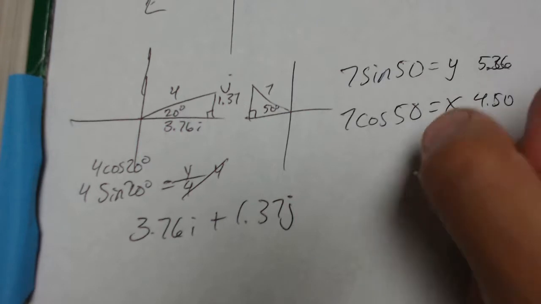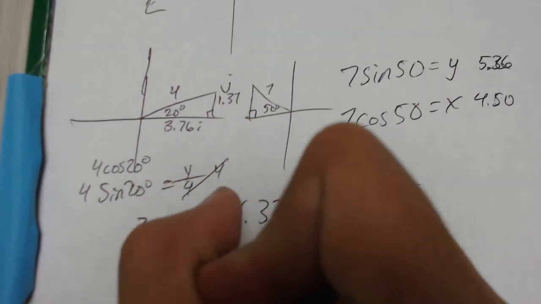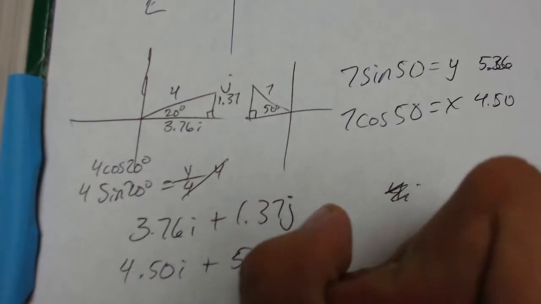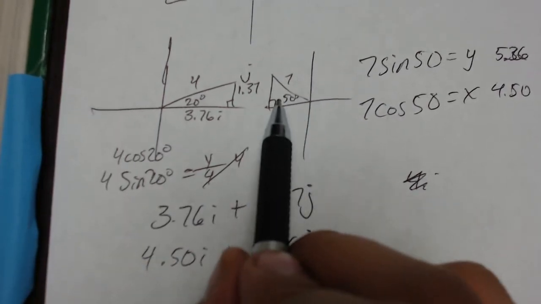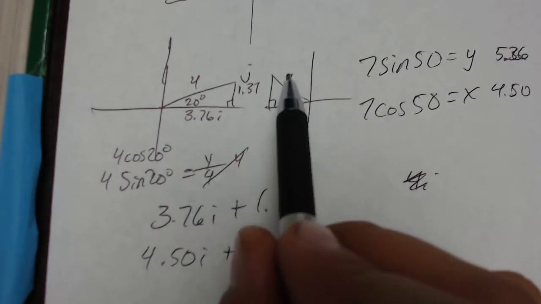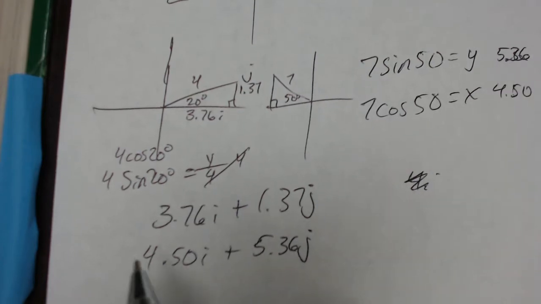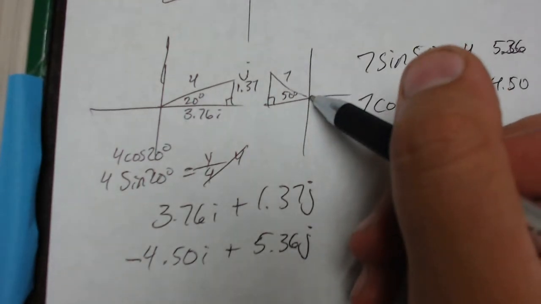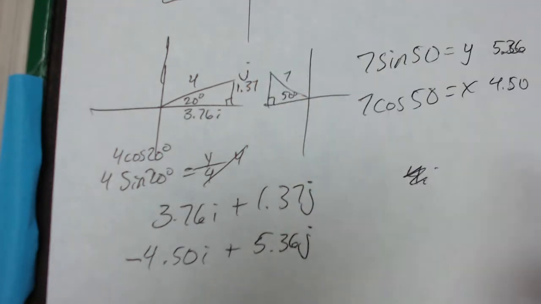So now what I have is 4.50i plus 5.36j. Now here's the problem. This second angle is in the second quadrant. In the first quadrant, everything is positive. In the second quadrant, the only thing that's positive is sine. Now remember, y is like sine, and then x is like cosine. So this should be negative 4.5. Or you could even think of it in x and y terms. If I'm going this way on the x-axis, that's a negative 4.5. If I'm going up, that's a positive.